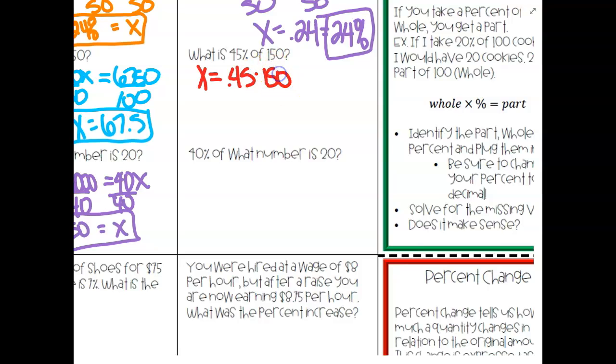Multiply 150. Now this one's nice. The percent equation for this one's nice because it just says, well, to find x, take 0.45 times 150, and when you do that, you're going to get 67.5. Same answers over there.